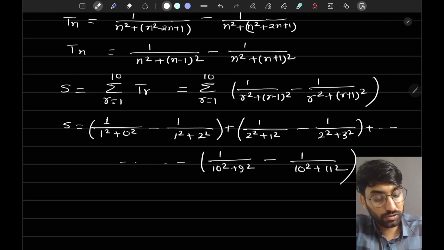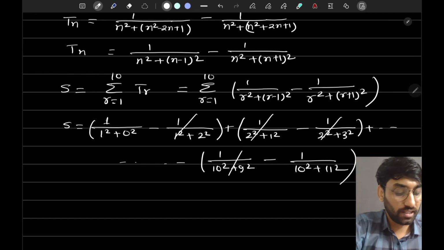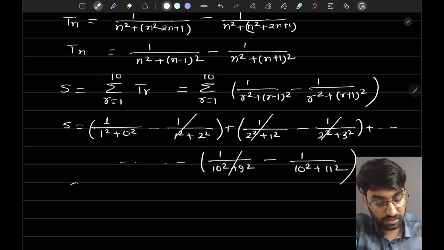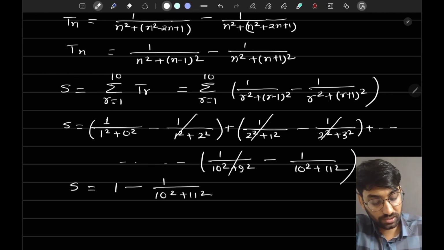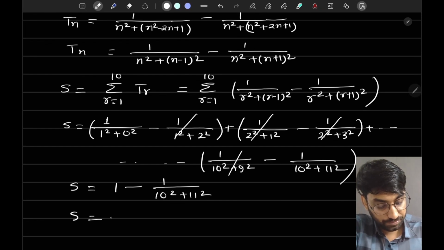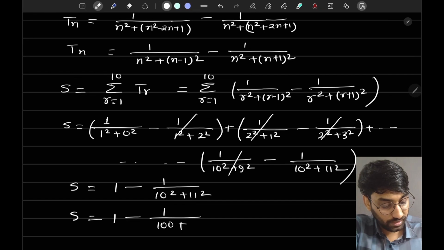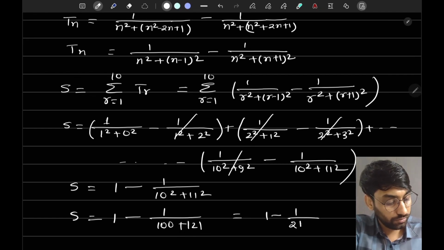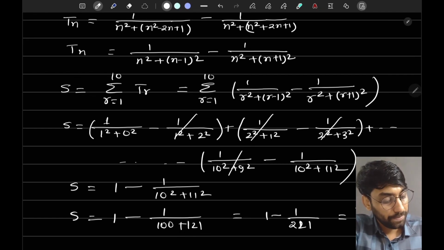If you closely observe, this will cancel out. So 1² + 2² will be gone, 2² + 3² gone. Similarly, 1 upon (10² + 9²) will cancel out. So lastly, what I will have is S equal to 1 minus 1 upon (10² + 11²). So this is 1 minus 1 upon (100 + 121), so it will become 1 minus 1 upon 221. So this is nothing but 220 by 221.